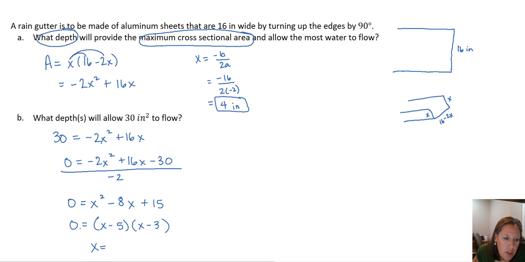So when we set each of those equal to 0, we get x equals 5 and x equals 3 inches. So those are the two depths that will give us a 30 square inch cross-sectional area.